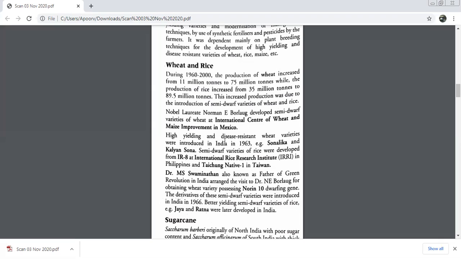We had in India Dr. M.S. Swaminathan. He is known as the father of Green Revolution in India. He arranged a visit to Dr. Borlaug for obtaining wheat possessing the Norin 10 variety gene. And then the derivatives of these semi-dwarf varieties were introduced in India also. So the better yielding semi-dwarf varieties of rice are Jaya and Ratna. They were later developed in India and Indian names were given to them. Let's read about sugarcane now, quickly.